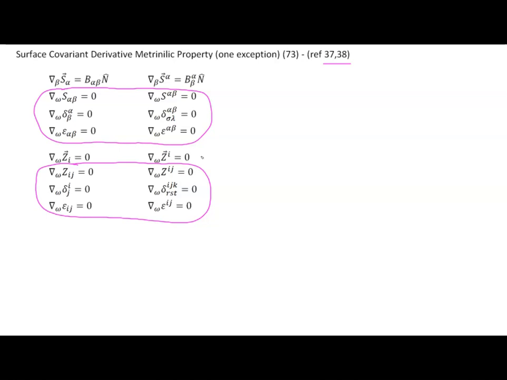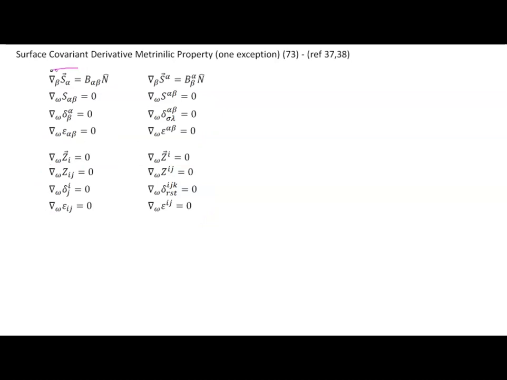However, in video 71, we found that this one was an exception. So what we can say is that the ambient basis vectors are metrinilic with respect to our surface covariant derivative, but our surface basis vectors are not. So here we do not get zeros, we get non-zero values. Notice, however, as we pointed out during the discussion, that if our curvature tensor is 0, as in a plane, then we recover the metrinilic property. So when the space is in fact Euclidean, then these values will be 0.